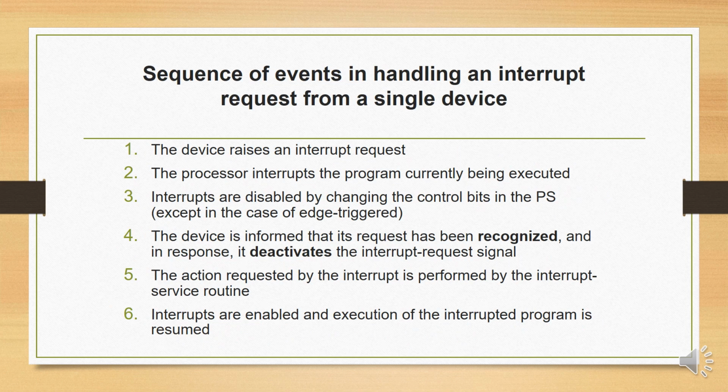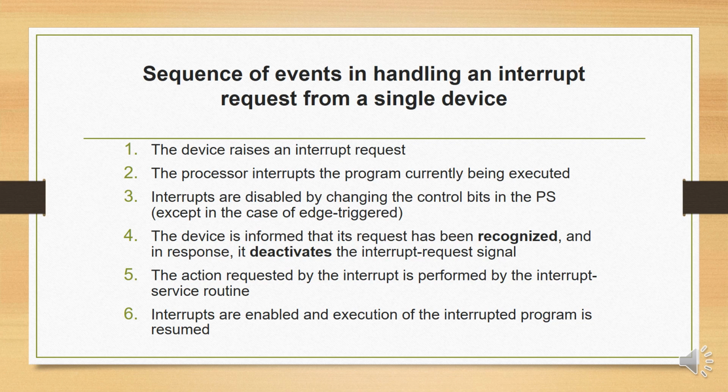So let us summarize the sequence of events in handling an interrupt request from a single device. You can see here a set of six events. It simply shows how we can handle an interrupt request from a single device. The first one is the device raises an interrupt request. As you know, first the device will send a signal saying that it's an interrupt. The second is that the processor interrupts the program currently being executed. So whatever the processor is doing will be interrupted.